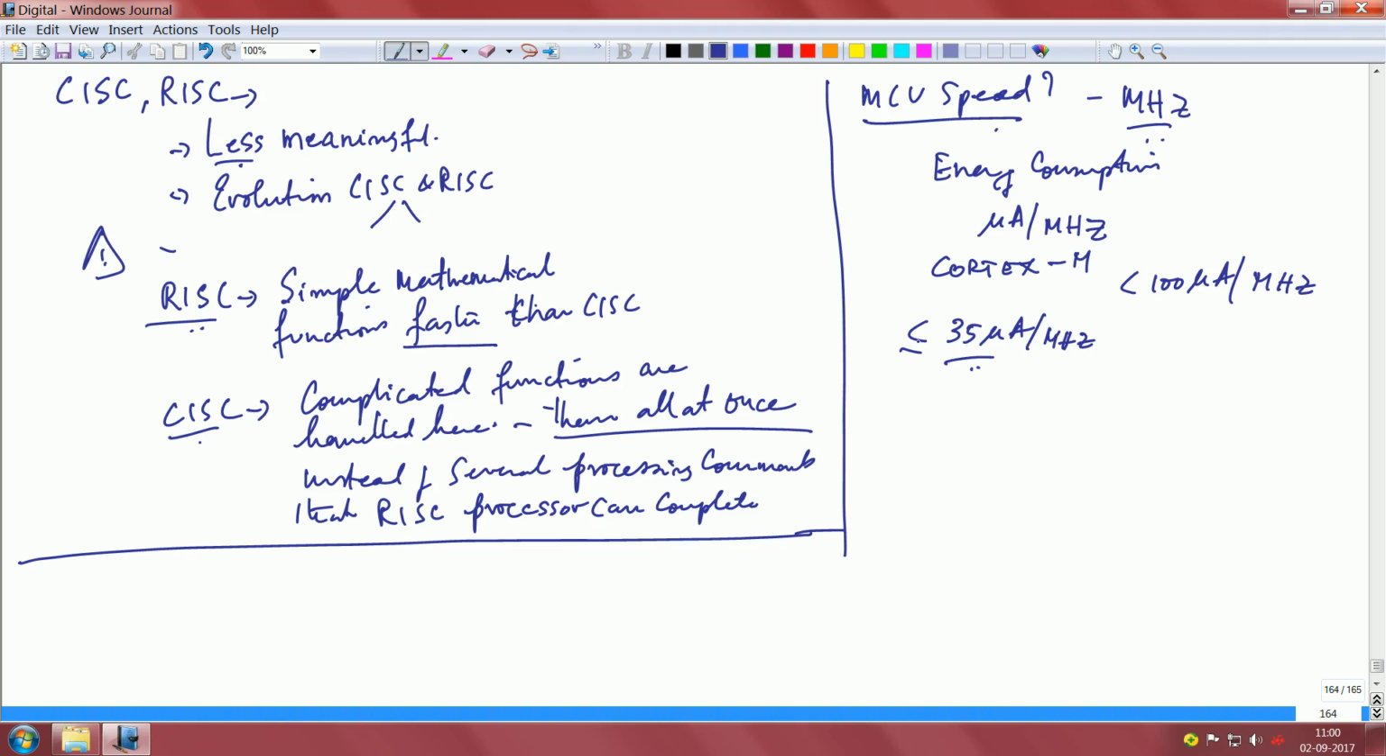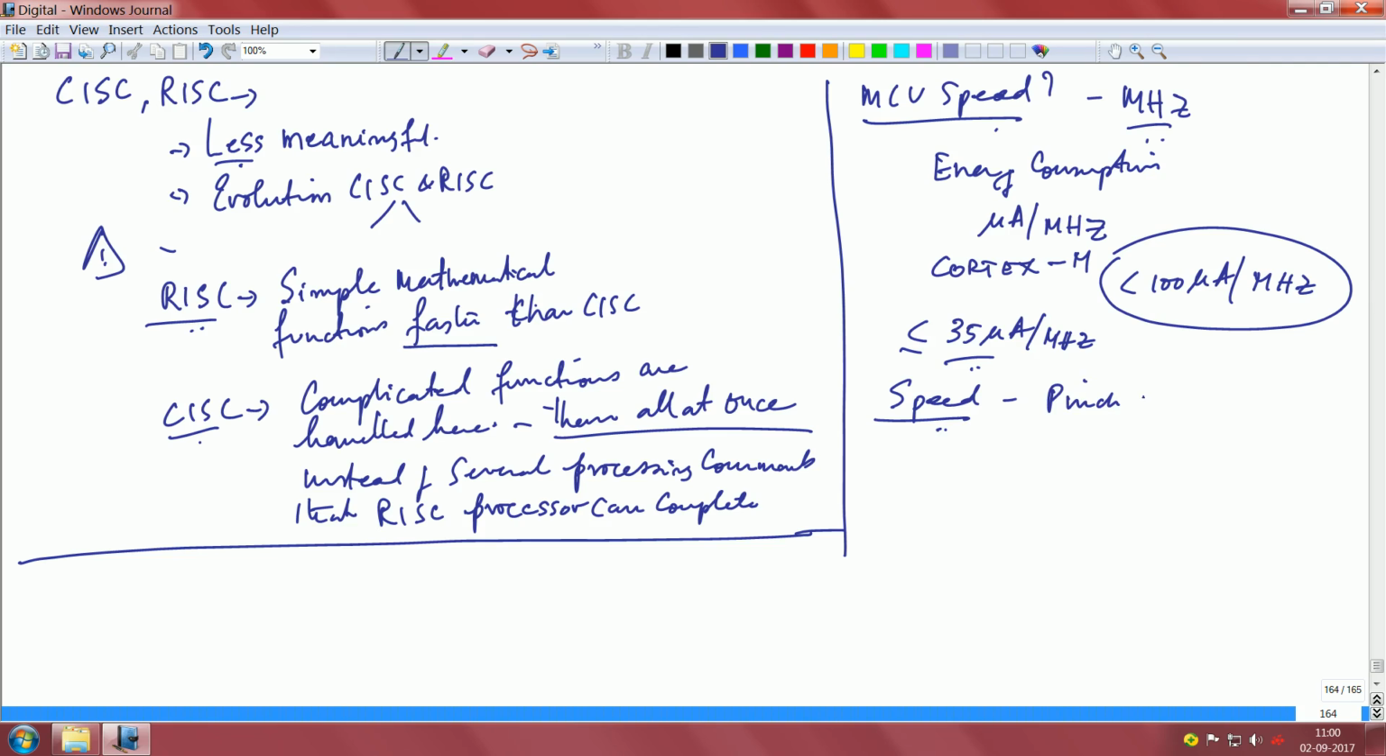Less than or equal to 35 microamps per megahertz. So basically less than 100 microamps per megahertz is general. Each vendor will optimize and do a few things inside his chip, and you will see data sheets which even give you 35 microamps per megahertz. But really, speed should be taken with a pinch of salt.